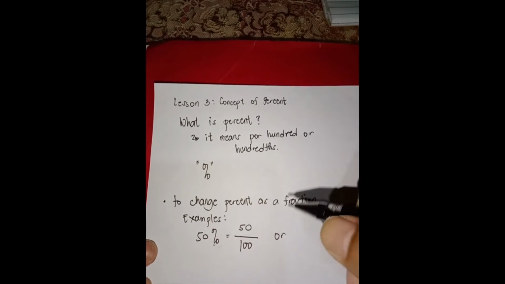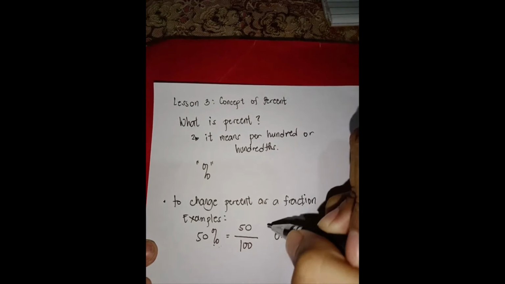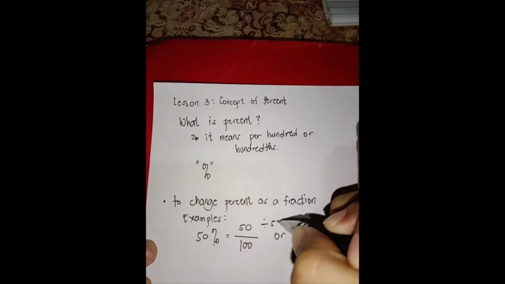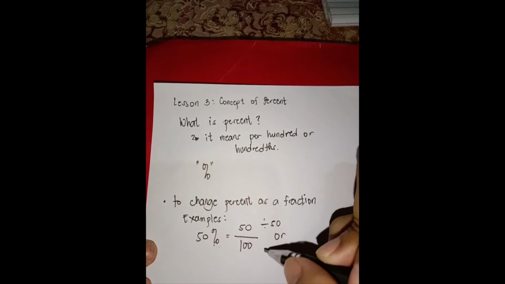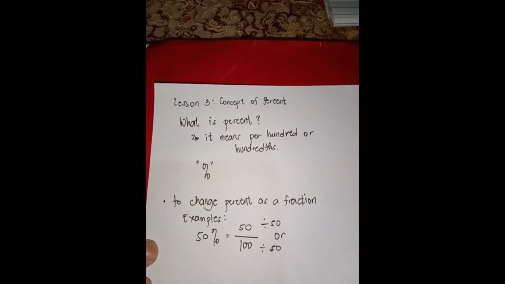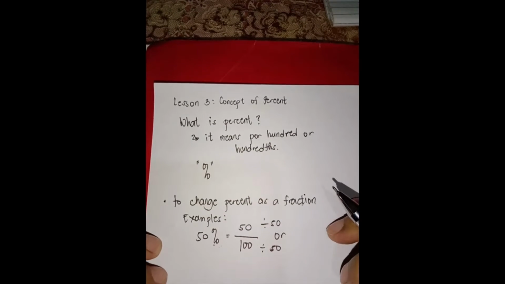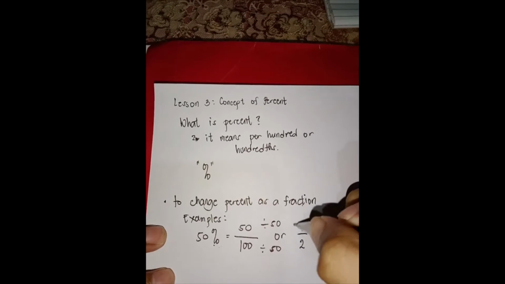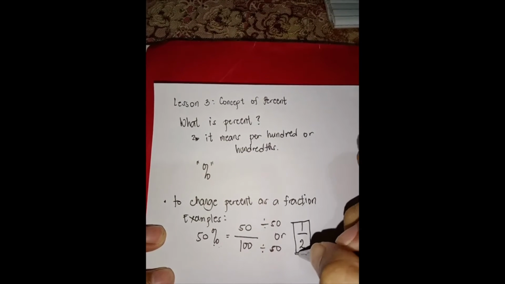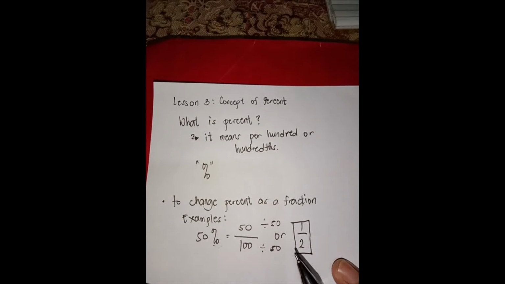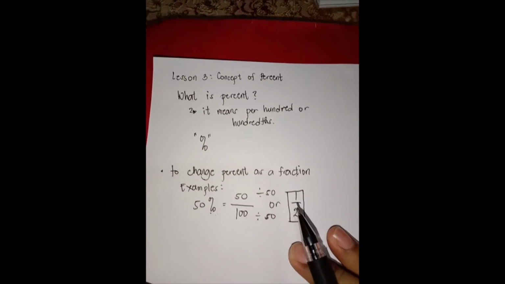The GCF is 50. So i-divide natin sila by 50. So 50 divided by 50 is 1 and 100 divided by 50 is 2. Therefore, our final answer is 1/2. So na-change natin si percent to fraction. Okay, so let's have another example.